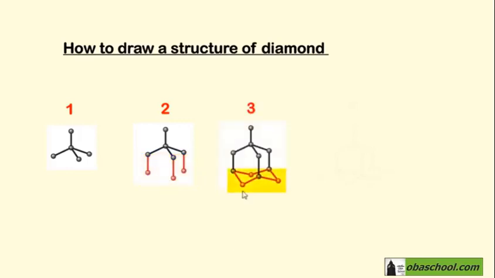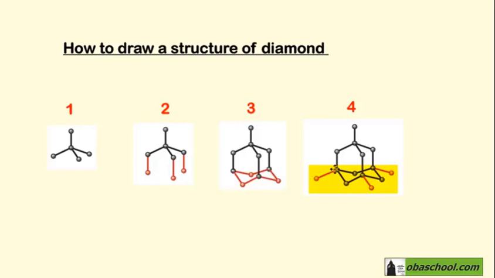The third step is adding another 3 carbon atoms. You add one in the middle and it's covalently bonded to the carbon atoms at the far right and the left side, and add 2 carbon atoms below to get this structure.